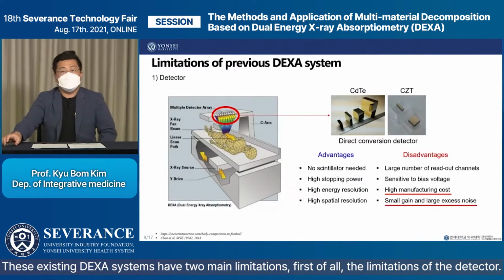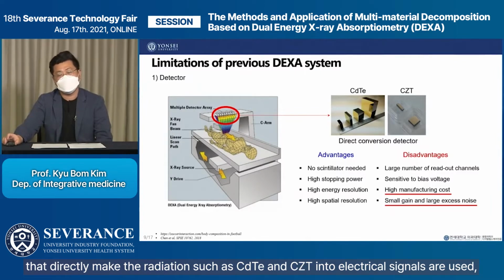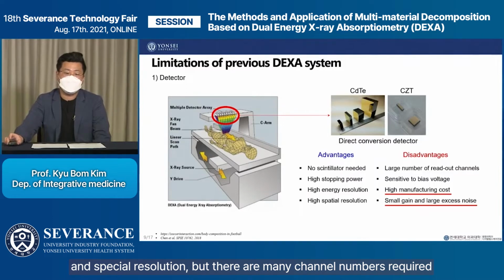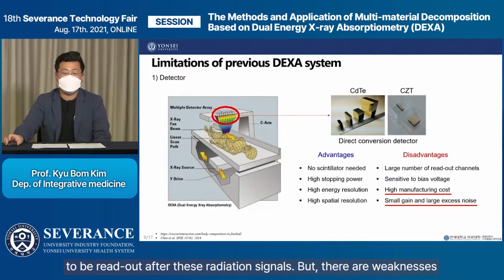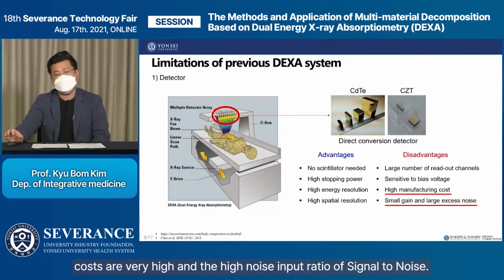These existing Dexa systems have two main limitations. First of all, the limitations of the detector. Among the many detectors currently released, semiconductor-type detectors that directly convert radiation such as CdTe and CZT into electrical signals are used. They do not use a scintillator, and have high stopping power, high energy resolution, and spatial resolution, but many channels are required to be read out after these radiation signals. There are also weaknesses in sensitivity to bias voltage. Especially, the manufacturing costs are very high, and there is a high noise ratio of signal to noise.